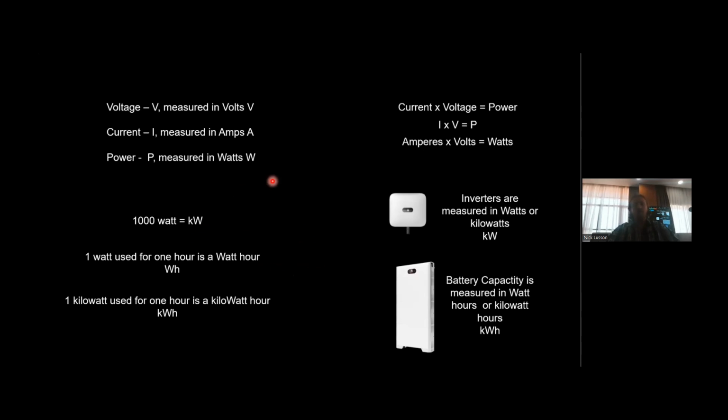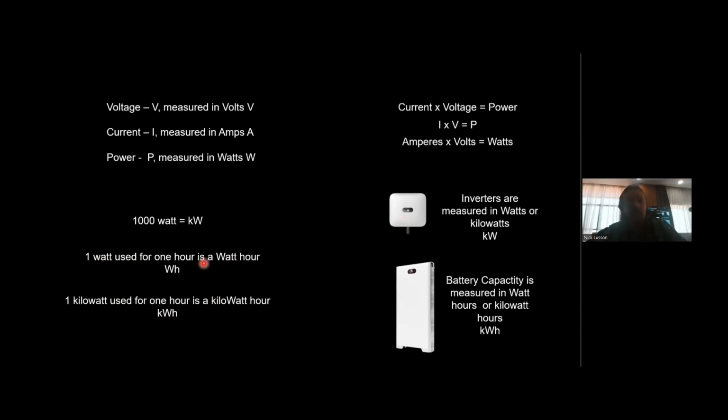When you have 1,000 watts, you get a kilowatt. And then the next level is to add the hours, because if you use 1 watt for 1 hour, that is a watt hour. And if you use 1 kilowatt for 1 hour, that is a kilowatt hour.